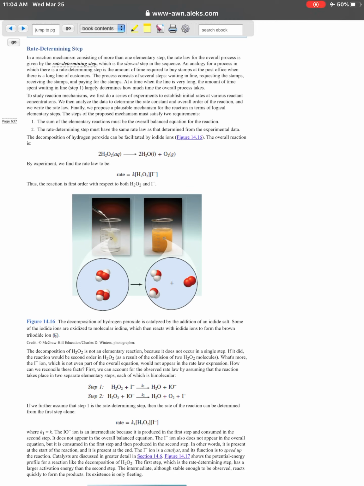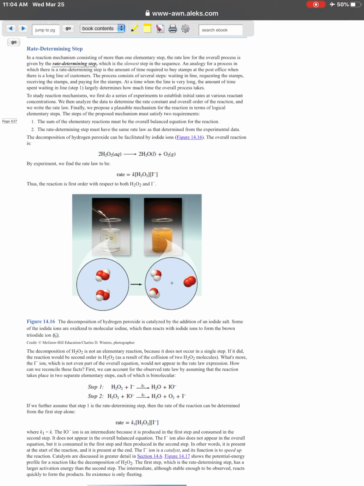Figure 14.16. The decomposition of hydrogen peroxide is catalyzed by the addition of an iodide salt. Some of the iodide ions are oxidized to molecular iodine, which then reacts with iodide ions to form the brown triiodide ion.